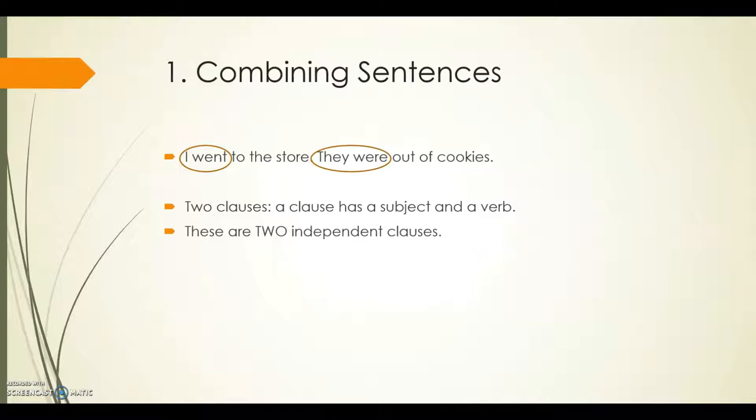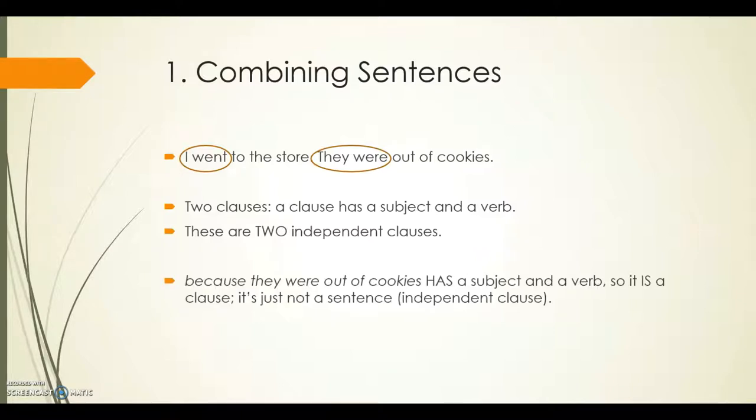Now, independent clauses are sentences. They have a subject and a verb, and they express a complete thought. They can stand all by themselves. "Because they're out of cookies" is not an independent clause. It is a clause, though. It has a subject, and it has a verb, they were, but when we stick the word because in the front of it, well, it's no longer a complete thought.